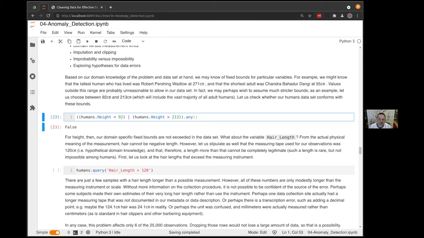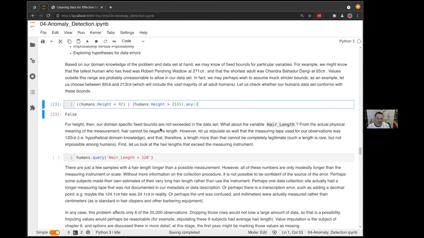So it might make sense to impose, or at least check for, a more limited bound where we think that it's very unlikely in the real world, or in terms of what our tools or later processes know how to deal with, to encounter human heights that are outside of that range of 92 to 213 centimeters. And in particular, we find out that indeed, none of our data has that problem. So we have a certain reassurance here in cell 23.